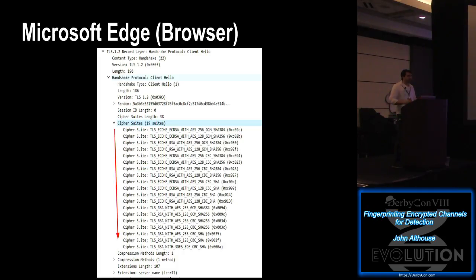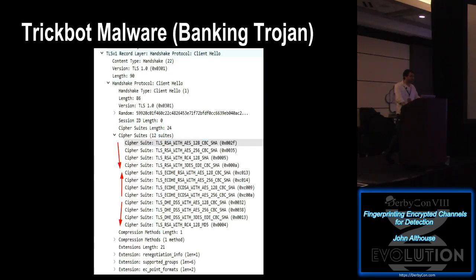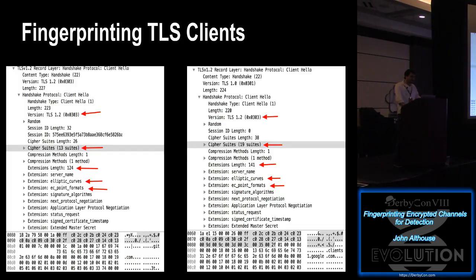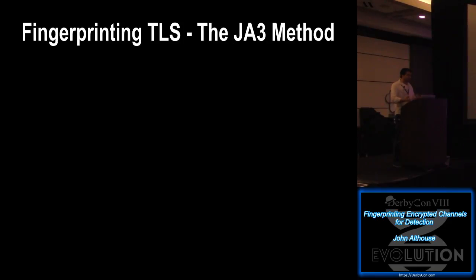Microsoft Edge browser orders its ciphers from most secure to least secure, right? That makes sense. But the TrickBot malware just kind of throws them all in there in random order, so that's odd. So we can fingerprint TLS clients based on the TLS version, the cipher suites in the order in which they appear, the extensions in the order in which they appear, and then for added complexity, elliptic curves and elliptic curve point formats. So this is how it works. This is our method for it anyways.